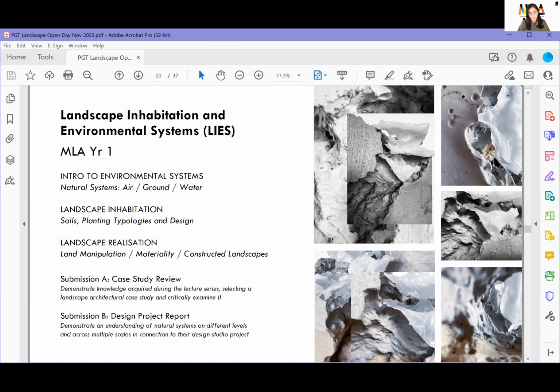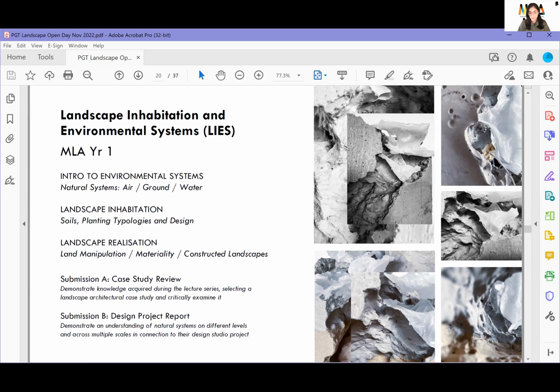So building up again to introduce you to things, and then hopefully you'll be able to apply those to your design as well. And initially you have a review of a case study, building up to a design project report, which goes hand in hand with your design proposal. So you can really go into more detail on that, demonstrating your knowledge of this module, but applied to your design project.